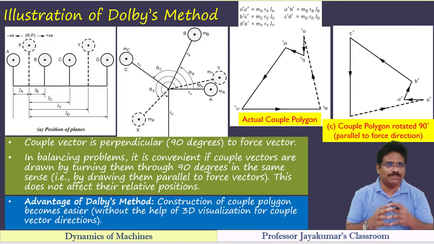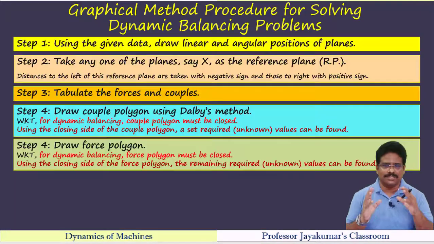What is the advantage of Dolby's method? To draw the actual couple polygon, we should be applying the right hand thumb rule to know the actual direction of the couple vector, which requires a three-dimensional visualization technique, which is cumbersome when many forces are involved. So construction of the couple polygon becomes much easier due to Dolby's method. These are the 4 steps that we are going to use to solve problems on balancing of several masses revolving in different planes by graphical method, which we will be doing in our next video.